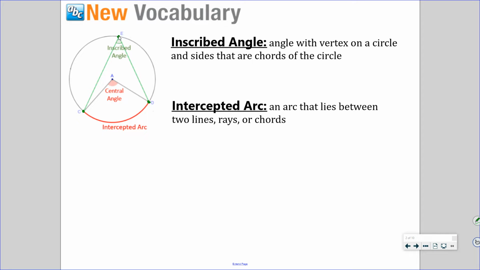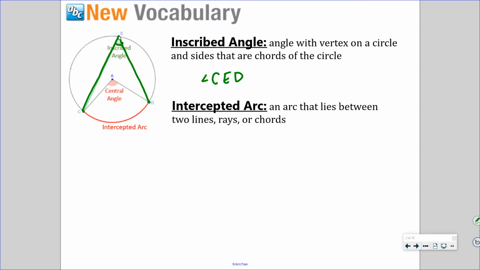lies somewhere on the circle. And the two segments that form the angle have endpoints on the circle as well. Or another way to say that is that these two segments that form this angle are chords. Okay, everybody see what I just highlighted in green? So this right here we would call an inscribed angle, angle CED.